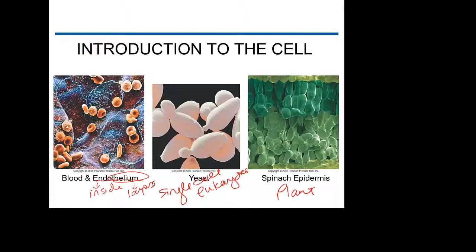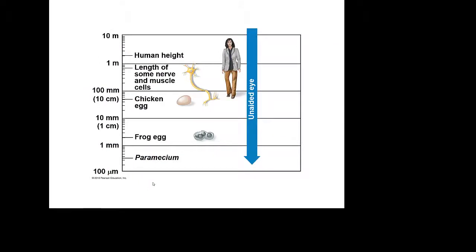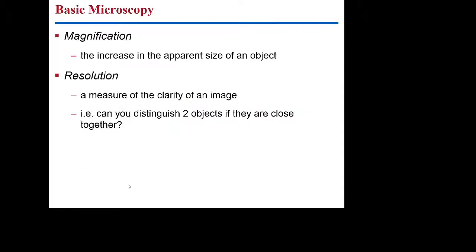How do we know what these things look like? Well, we can actually look at them directly using microscopy. Some things you can see. There are single cells that you can see. A chicken egg, I think you can see it, right? Sure. Okay. Frog eggs, we can certainly see frog eggs. You can even see things like paramecium. You see down to about 100 micrometers pretty easily. If we want to look at anything smaller than that, we actually have to use microscopy to do it.